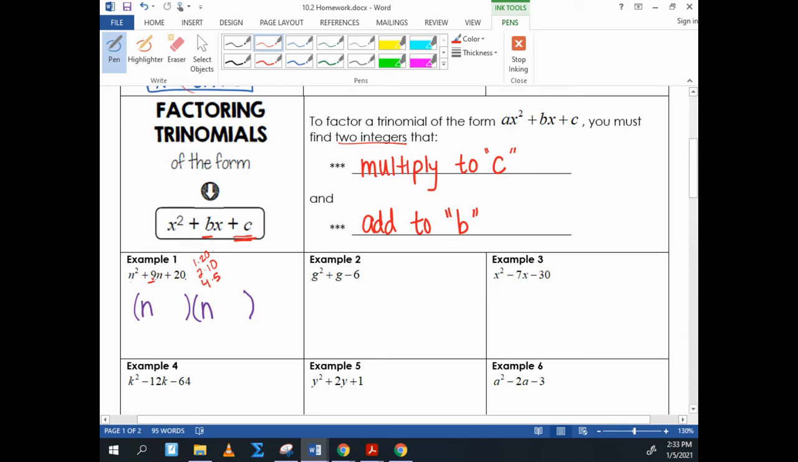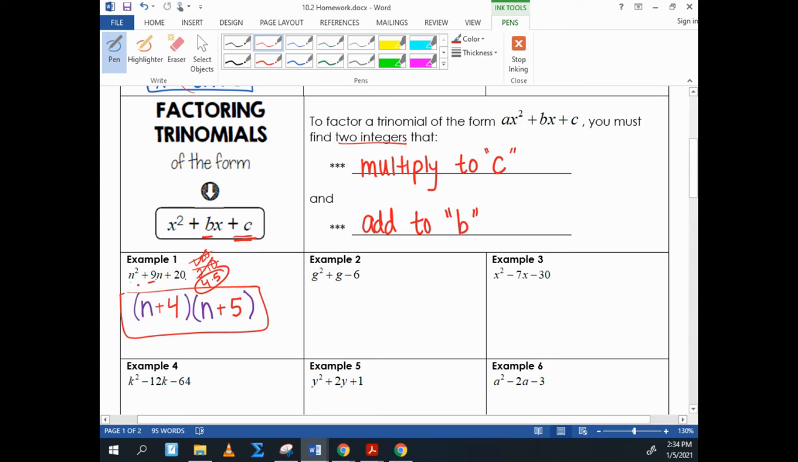Does 1 plus 20 equal 9? No, cross that out. Does 2 plus 10 equal 9? No, cross that out. Luckily, our last two, 4 plus 5, gives me that 9. So we're just going to fill in a 4 and a 5. Kind of look at the signs. Again, if they multiply to give you a positive 20, they're both going to be the same sign, and when they add to give you a positive 9, they'll both be positives right there. Okay, this is your answer.